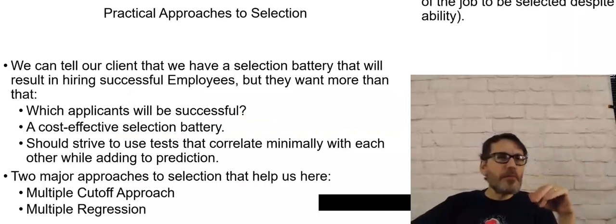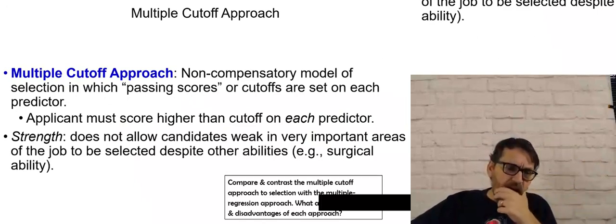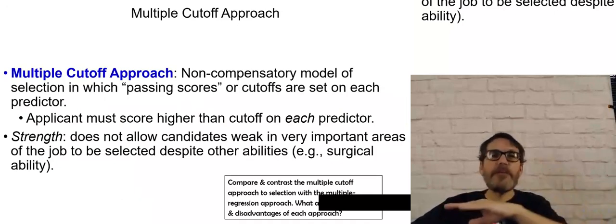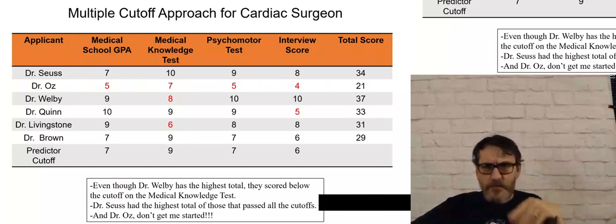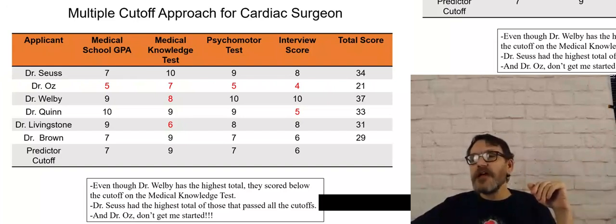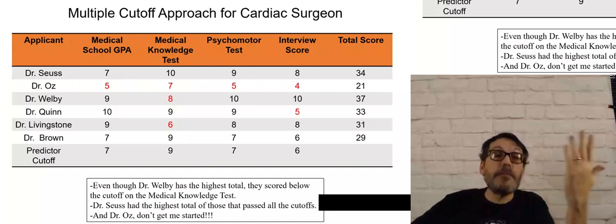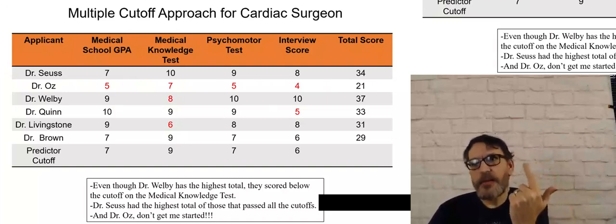So for the multiple cutoff approach, you're going to have a selection battery such that for every one of the tests in the battery, you have a minimum score that you must pass. Here is a simple example. Let's say they want to hire a cardiac surgeon. They're going to have a test battery that includes the medical school GPA, which is cheap to measure because it's just sitting there. Then a medical knowledge test, which is probably just a paper and pencil test, which is relatively cheap.